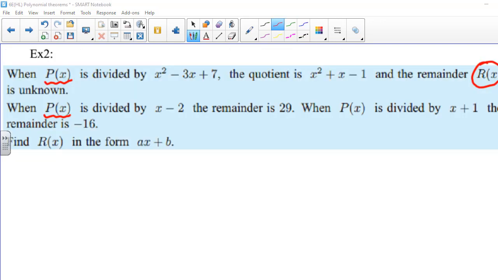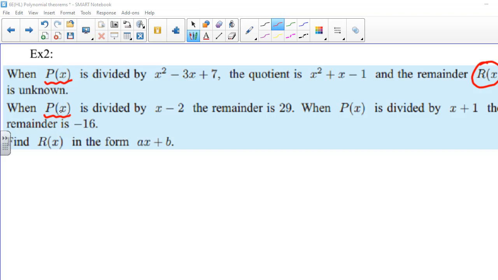When p of x is divided by x squared minus 3x plus 7, the quotient is x squared plus x minus 1, and the remainder r of x is unknown. When p of x is divided by x minus 2, the remainder is 29. When p of x is divided by x plus 1, the remainder is negative 16. Find the remainder r of x in the form of ax plus b. When reading the question, some students will be confused about this problem. Let's try to understand this problem correctly. This p of x is the same for both of the conditions.